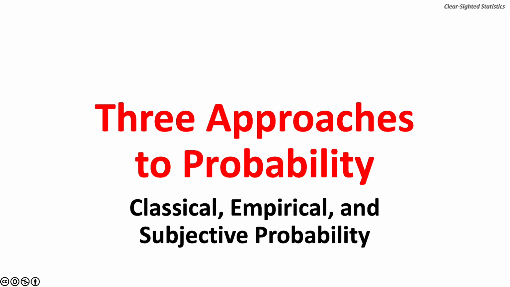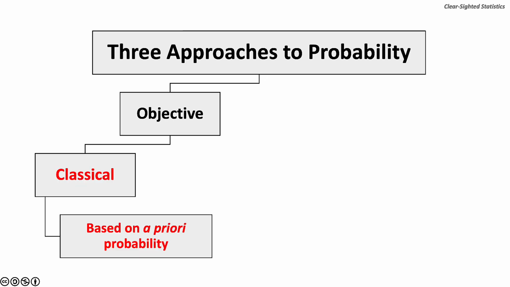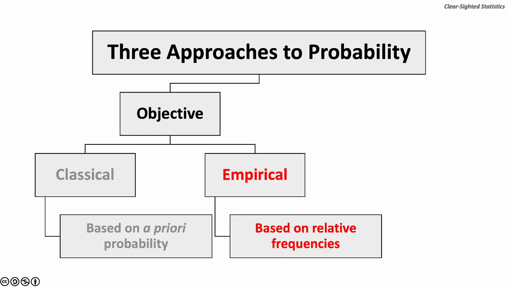There are 3 approaches to probability: 1, classical, 2, empirical, 3, subjective. Classical probability is the first of the 2 objective approaches to probability. This form of probability is based on a priori probability, which means that the probability of an event is known before the event occurs. Examples of classical probability are the odds of winning the Powerball lottery and the probability of rolling a pair of dice and getting a 7.